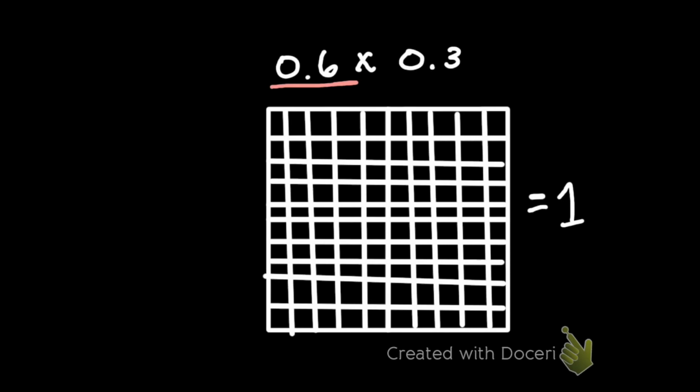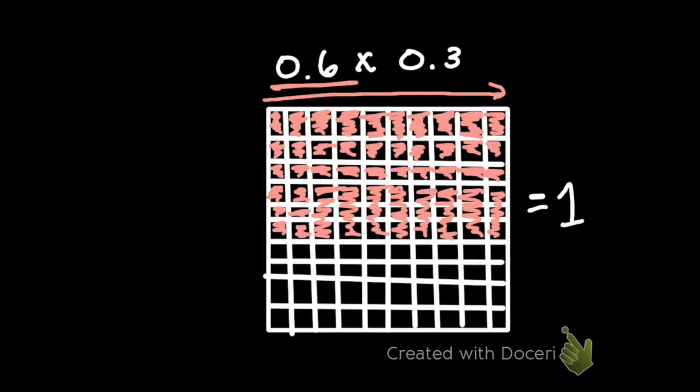We're going to start off using the 6 tenths. And we're going to shade in, going horizontally, 6 tenths. And I'm going to shade in each individual square so that it's actually easier to tell what overlaps. So that's 1/10.